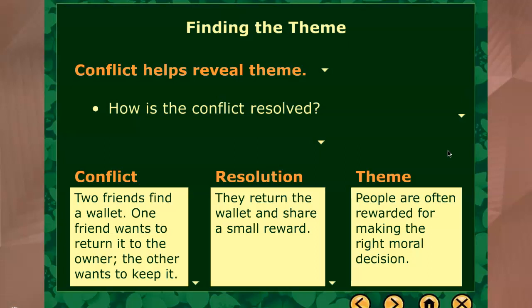And then finding the theme, another way to do it is watch the conflict. The conflict, and how it's resolved, will reveal your theme also. So typically, let's say two friends find a wallet, one friend wants to return it to the owner, because they're goody two-shoes or whatever, and the other wants to keep it because, free money. But they end up deciding that they will return the wallet, and as a result, they get to share a small reward. So a theme you could take from that is people are often rewarded for making the right moral decision. So watch the conflict, watch the characters, figure out what the main character is supposed to learn, and go from there.